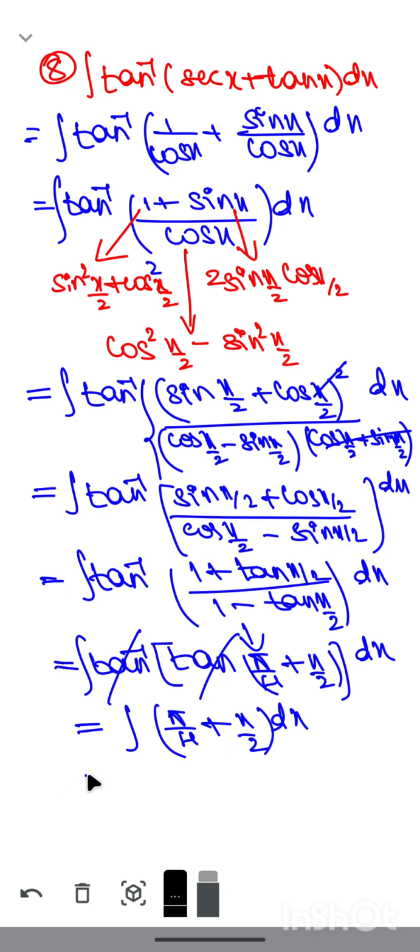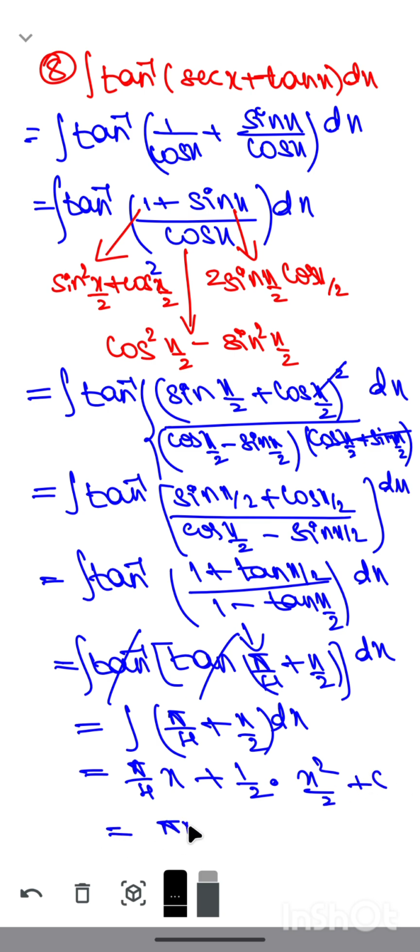When I find the integral of these two terms, pi by 4 is a constant, we will write as it is. Integration of dx is only x, plus 1 by 2 is a constant, we will write as it is. Integration of x is x square by 2 plus c. So the final answer will be pi x divided by 4 plus x square divided by 4 plus c. Yes, this is our final answer. Pi x divided by 4 plus x square divided by 4 plus c. Yes. Next, question number 9.